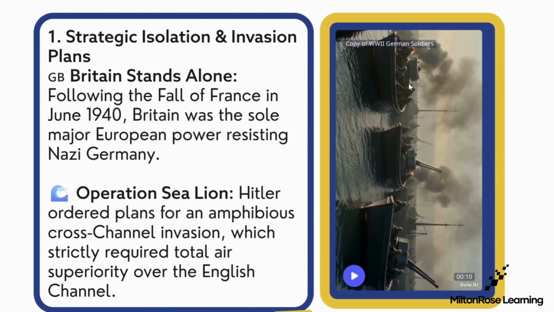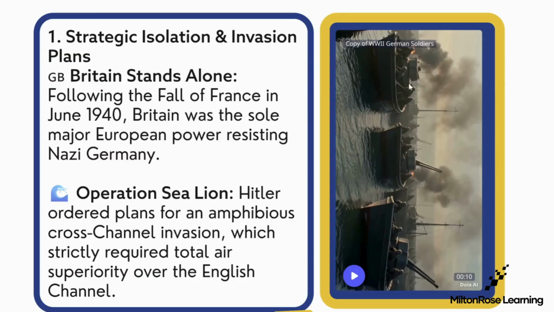So by 1940, as we learnt in the last lesson, Germany was in the ascendancy. They'd pretty much conquered all of Europe, or all of Western Europe, to be honest. So following the fall of France in June 1940, Britain was the sole major European power now resisting Nazi Germany. That was it. Okay, so Germany, it looked on the surface like they'd won and they'd isolated Britain.